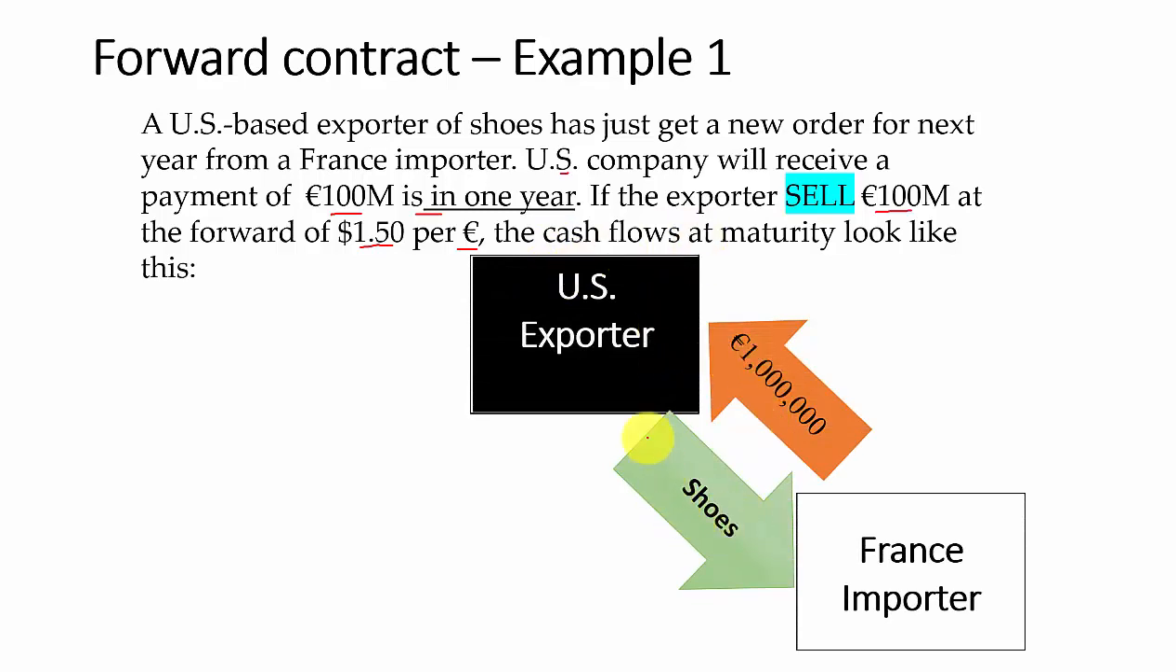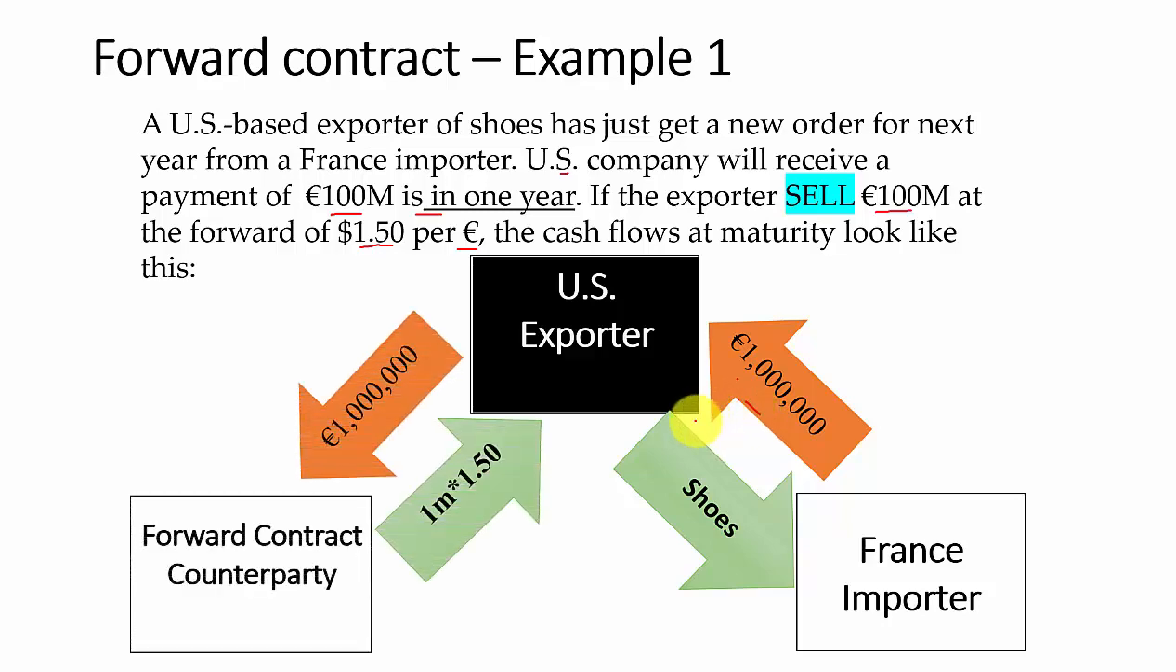First of all, the exporter has to deliver the shoes, right? It has to ship the shoes to the EU importer, and the EU importer will pay the euros. Now, what happens with those euros? According to the forward contract, the US exporter will deliver the euros to the other party of the forward contract. And how much does it receive? It receives the amount times 1.5. What is 1.5? It is the forward rate, right? So basically it will receive 1.5 million US dollars.